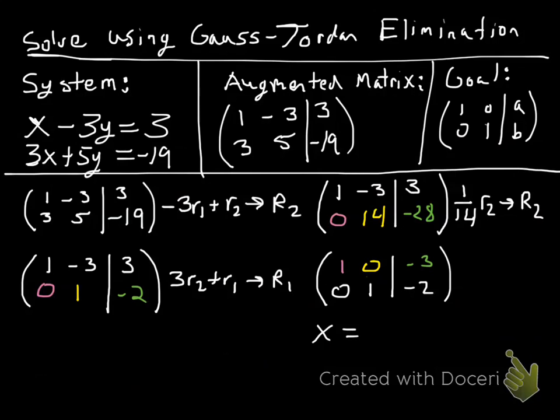So the x is going to be -3, so the first column is usually your x. Your second column is usually your y. So you have 1x is equal to -3, and 1y is equal to -2, and then write that as an ordered pair of -3, -2. So it may take a little bit of practice, but you'll get the hang of it. Let's do another example.